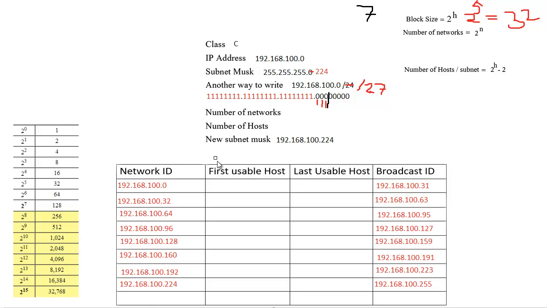Now what is the first usable host for this network? The first usable host will be just next to the network ID. So for this network ID, it will be 1. And this network is 32, and the first usable host for this network will be 33. This network is 64, so the first usable host will start from 65, and so on.